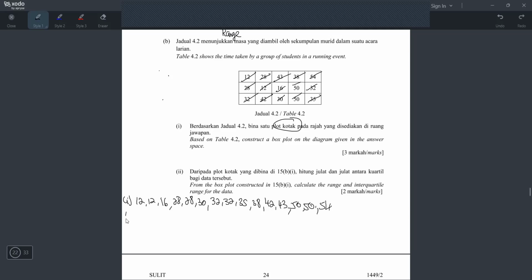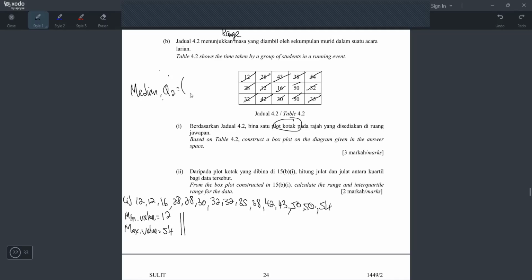Okay, I already know my minimum value and maximum value. It's written there already. Minimum value is 12. And then maximum value is 54. Okay, but it's not enough. You still have to find your Q1, Q2, Q3. Okay, how to find your Q1, how to find your Q2, and how to find your Q3. Okay, so first of all, you need to count got how many numbers. I always, when I teach students to find Q1, Q2, Q3, I always teach using this formula. So what is the formula for median, Q2?